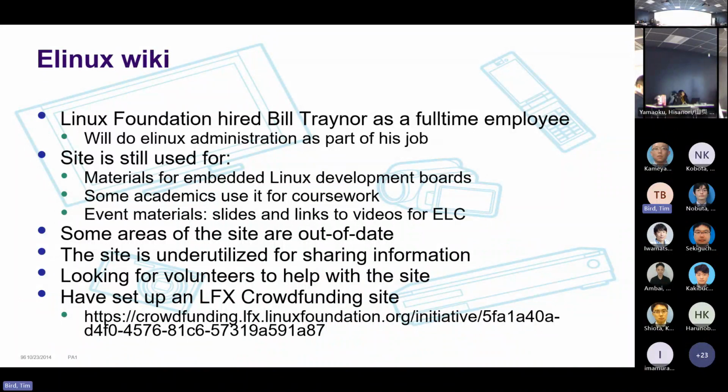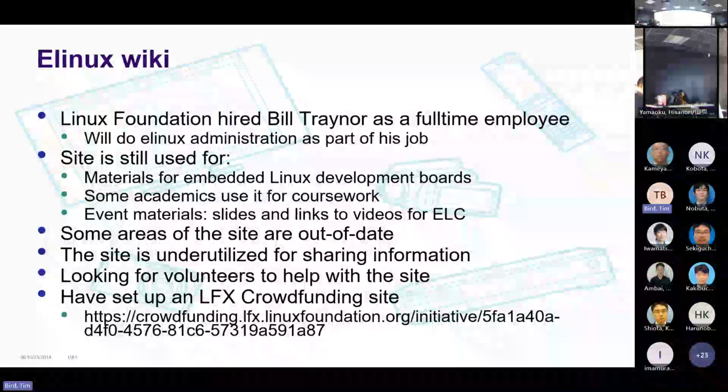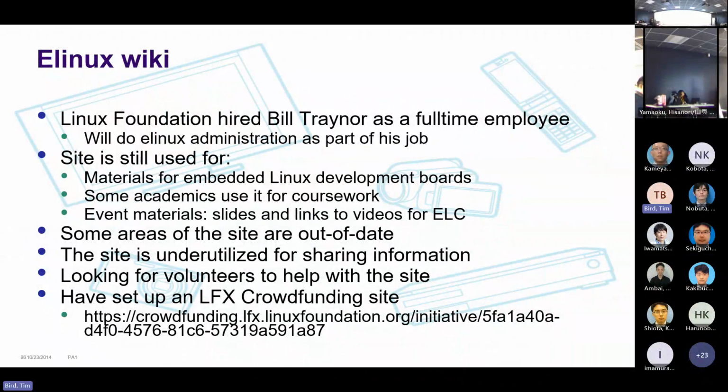Some of the areas of the site are out of date, but I actually saw a reference just today when I was doing research for this talk. I saw people referring to pages on there. So there's a lot of good information still out there, including all of the talks, the slides, and the videos for all of the Embedded Linux Conference talks. So it's still a very valuable site.